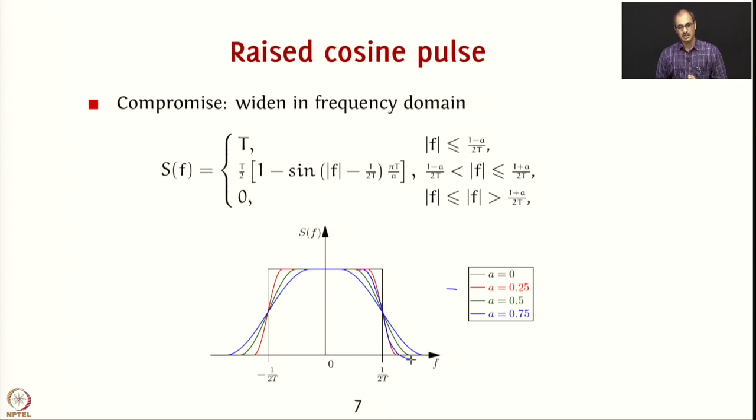And what does this achieve? This particular spectrum has many of the desirable properties over and above sync. For example, when A is close to 0, this is exactly a sync. But as you make A larger and larger, the spectrum becomes fatter and fatter. So potentially, in the time domain, the signal may become narrower and narrower, with a smaller decay. Let's see whether that is the case.